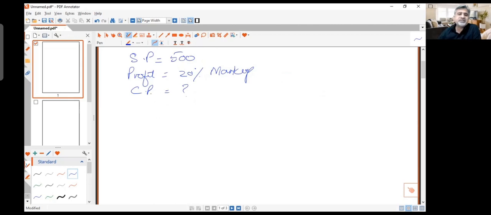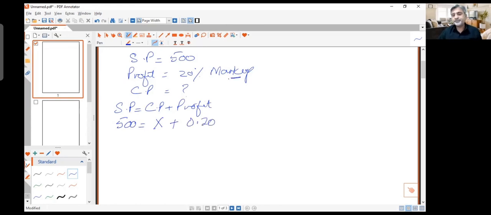Now you can do it with formulas, but I will start with the very basic. I will teach you 2 or 3 methods, and whichever is convenient for you, whichever makes more sense to you, you will use that. I prefer this: selling price is equal to cost price plus profit. This is a very generic equation. Selling price I know is 500. Cost price I don't know, so I assume it as X. And how much is profit? Profit is 20%, which means 0.20.